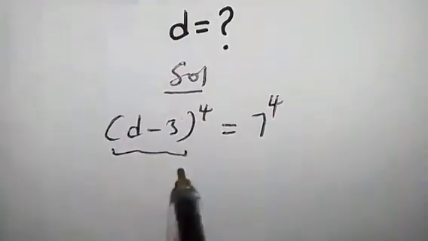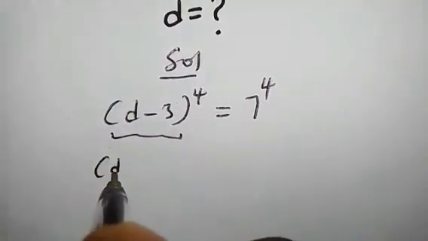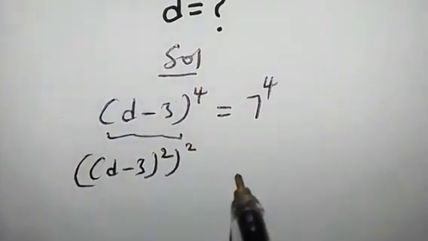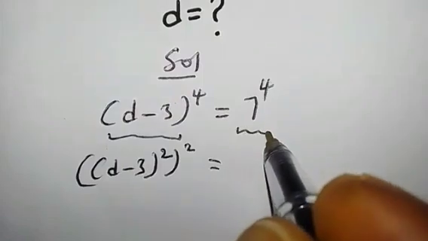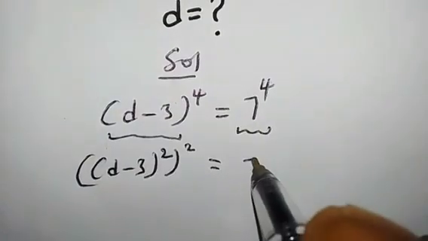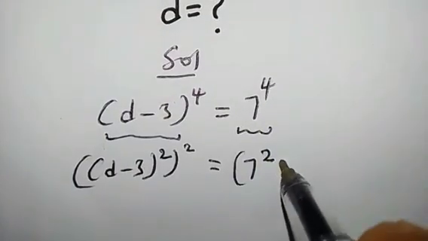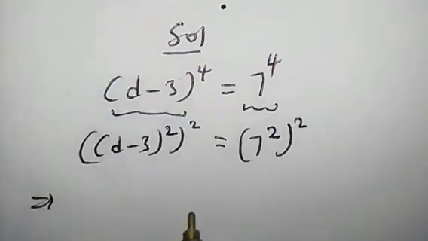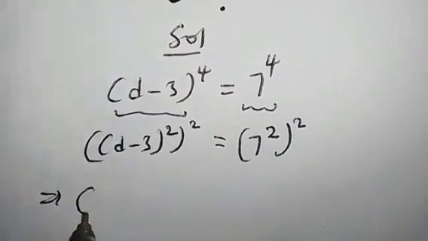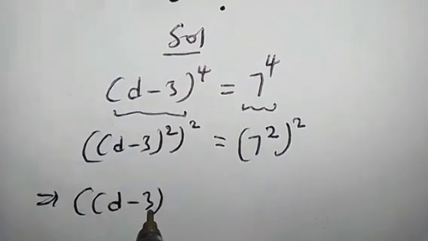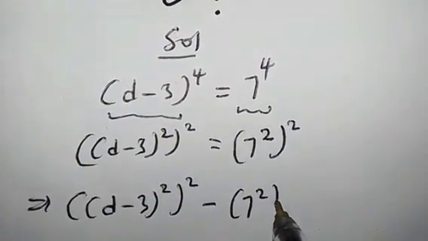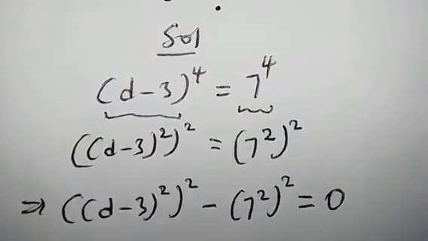The left hand side could be written as ((d − 3)^2)^2, equal to 7^4, which can also be written as (7^2)^2. This means that, now let us move the right hand side to the left side. Doing that, we have ((d − 3)^2)^2 − (7^2)^2 = 0.